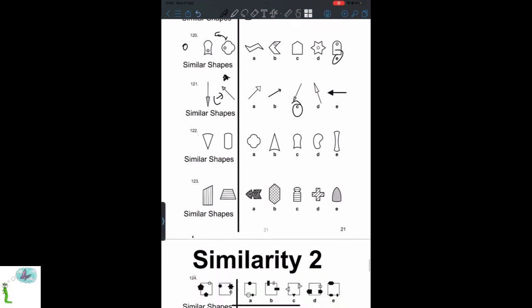What's similar between these two? They both have curves, and they both have straight lines. So I'm going to look for something that has a curve and straight lines. This one only has curves. This one only has curves. No straight lines, no straight lines, no straight lines. So I'm going to choose B.